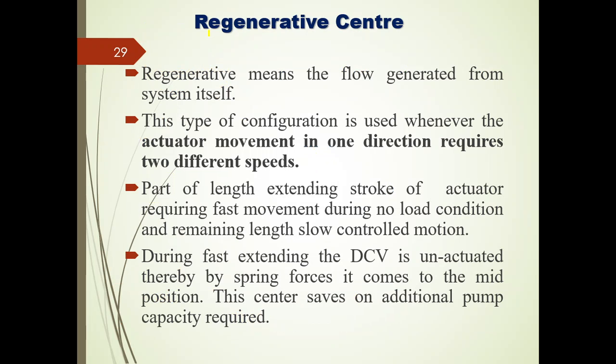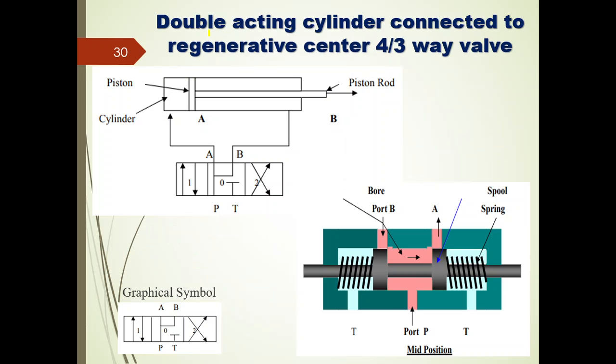Next one is the regenerative one. Regenerative means we are taking the fluid from the system itself. It is mainly used whenever you need the actuator movement at two different speeds, right? Whenever you need such an application, you can use this regenerative center type of 4 by 3 valve, right?